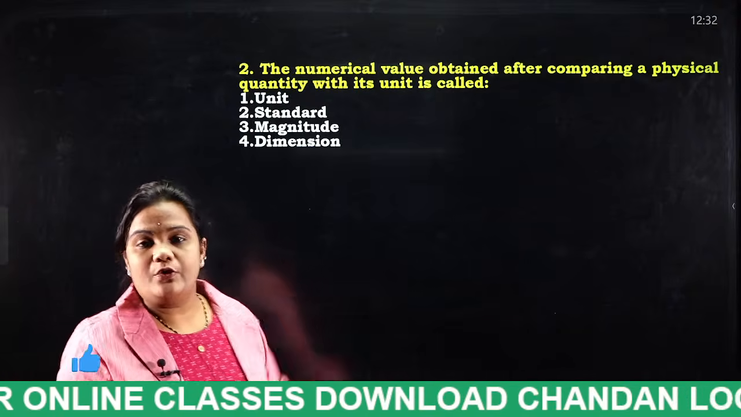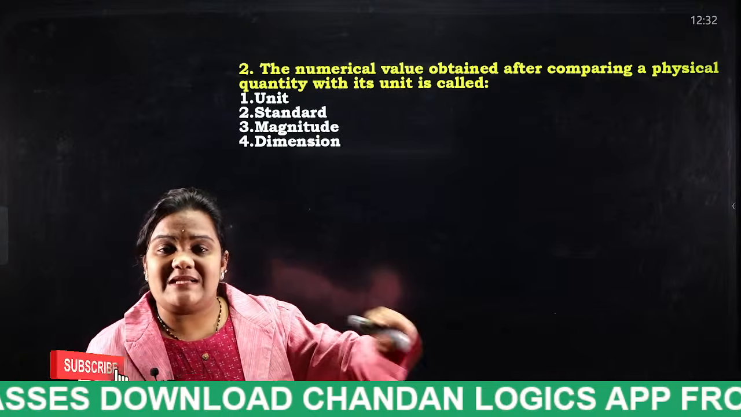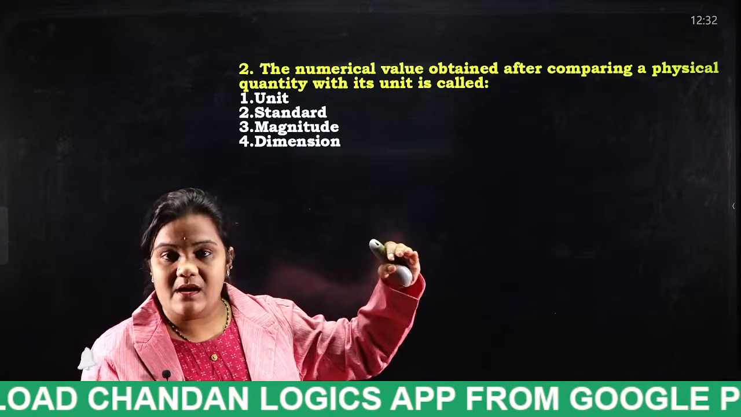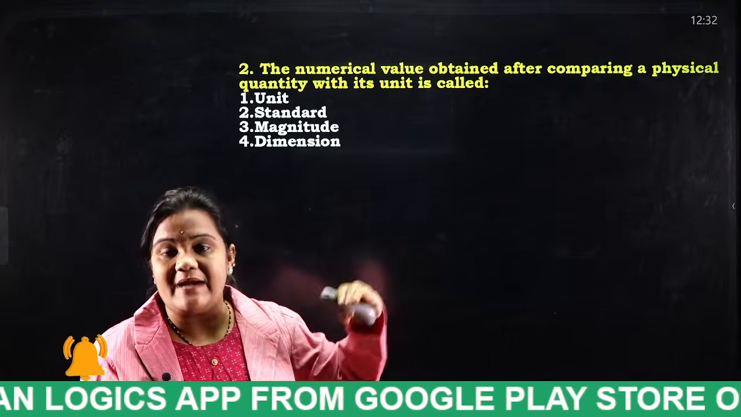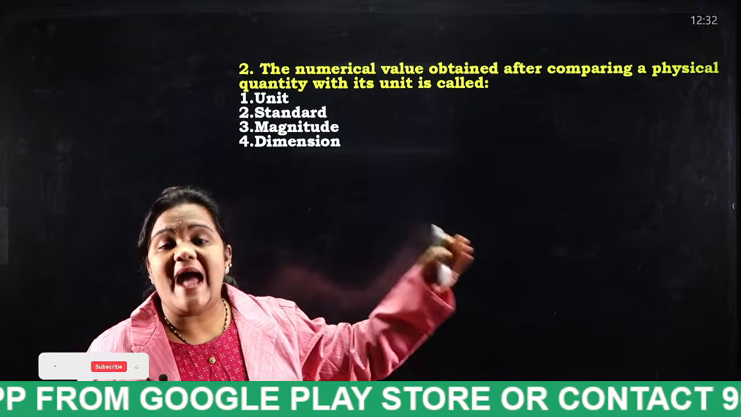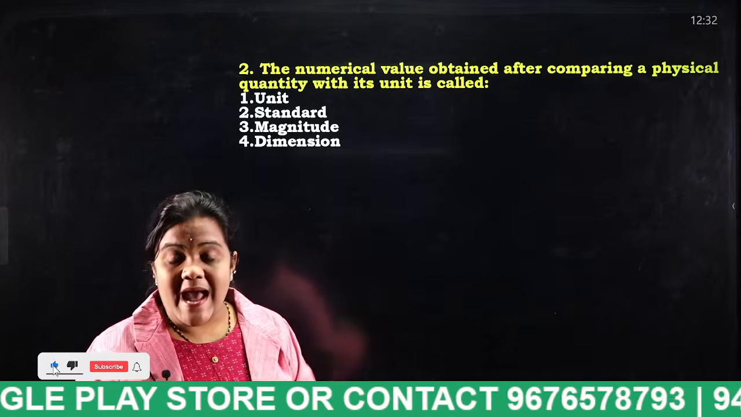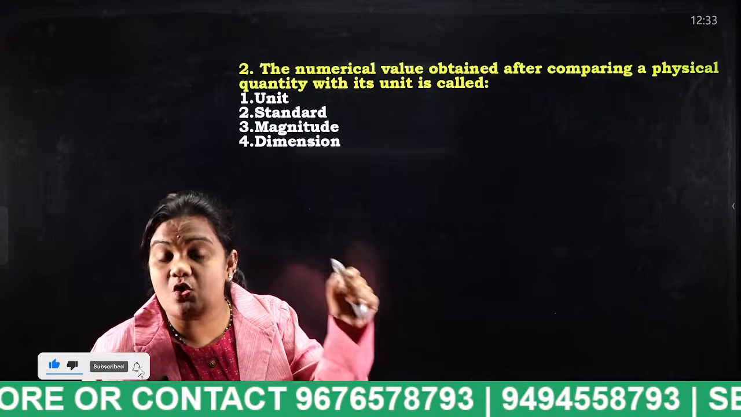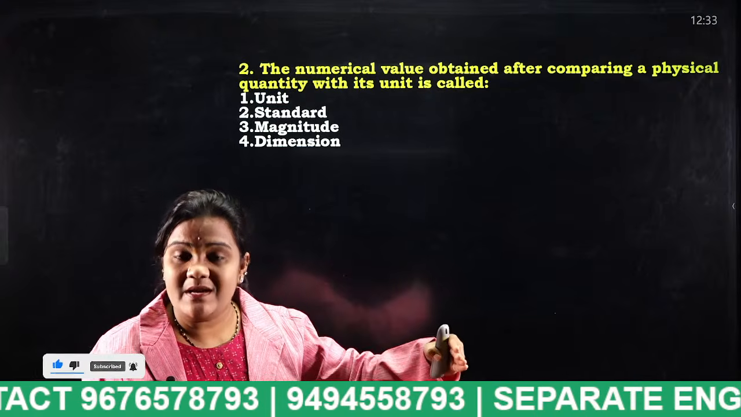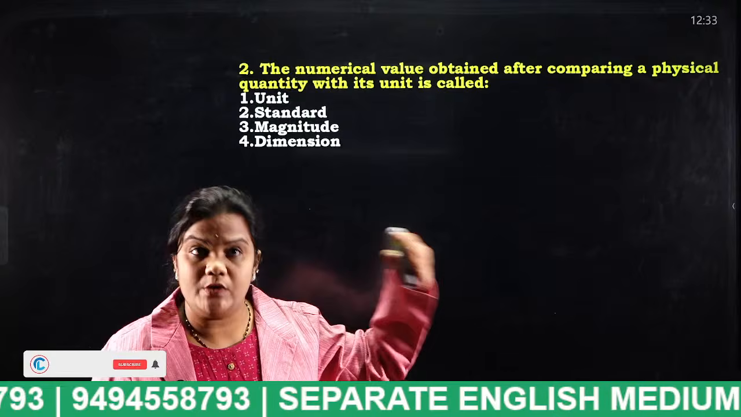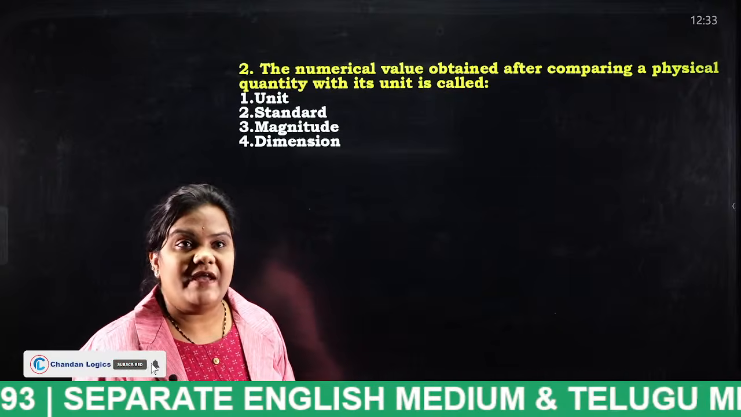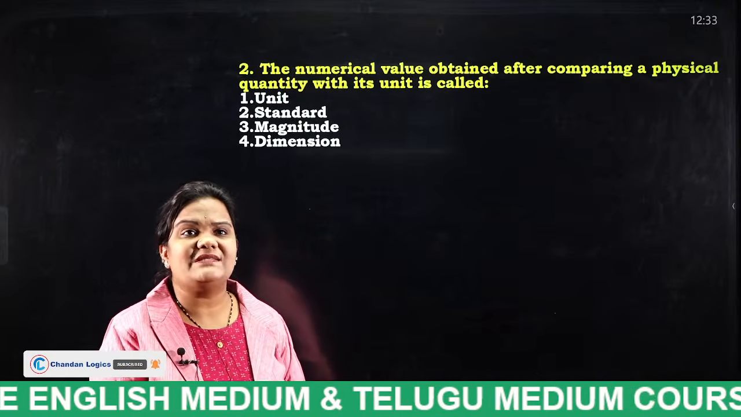So as I told you, when I compare one person's height with another person's, I will get a value, and that particular value is known as what? It is a dimension or a magnitude or a unit. So tell me students, very good, what is the answer for this question?